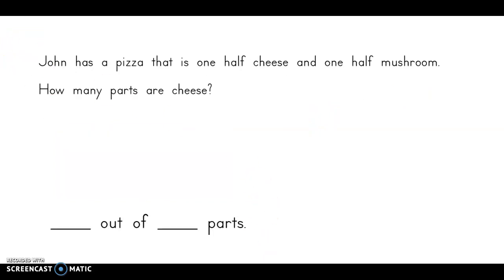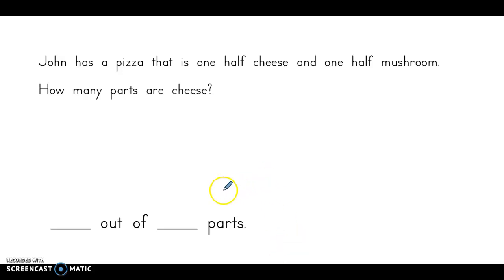Here we have the problem that says John has a pizza that is 1/2 cheese and 1/2 mushroom. How many parts are cheese? And if you remember, we learned that a half means that something is divided into two, what kind of parts? Equal parts. It has to be equal parts to be a half.